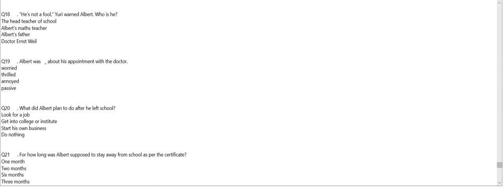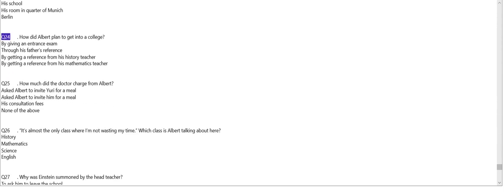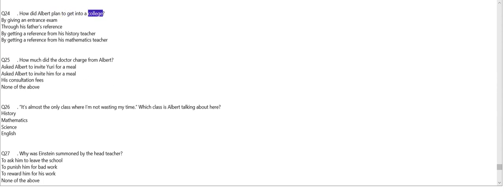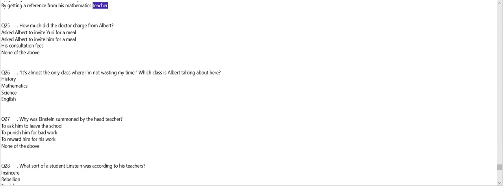His home in Milan. His school. His room in quarter of Munich. Berlin. Q24. How did Albert plan to get into a college? By giving an entrance exam. Through his father's reference. By getting a reference from his history teacher. By getting a reference from his mathematics teacher. Q25. How much did the doctor charge from Albert? Asked Albert to invite Yuri for a meal. Asked Albert to invite him for a meal.